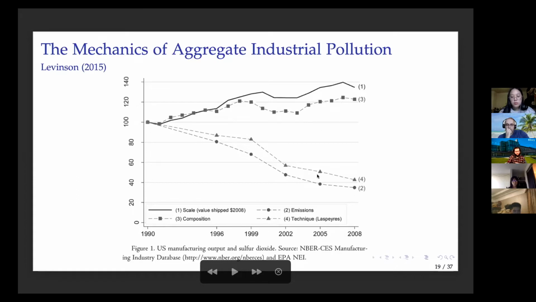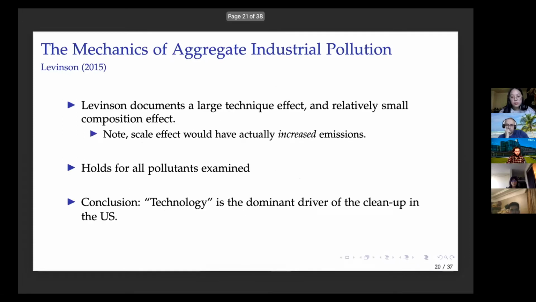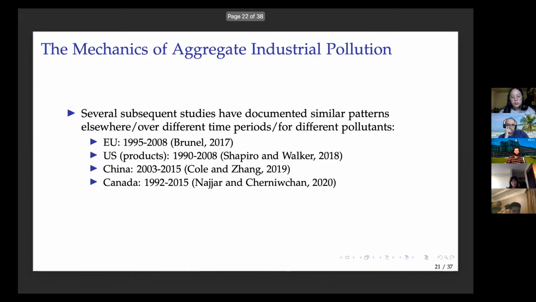And this last term, 4, is the technique effect. And so what it clearly shows is that almost all of this cleanup for SO2 is because industries themselves are becoming less pollution intensive. This is this technique effect. And so what he says, in terms of his conclusion, is that technology is the driver of this cleanup. He's saying there have been technological changes that have caused air pollution emissions to fall, and we see that through the technique effect.